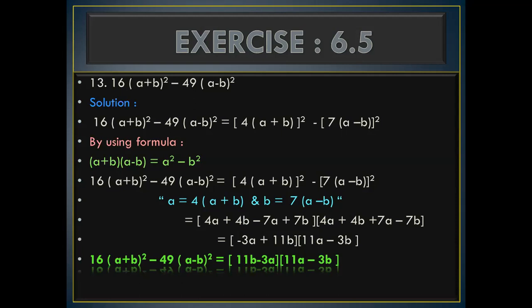Now we open the brackets: 4a plus 4b and 7a minus 7b. So according to the question, A is this whole term 4 into a plus b, and B is the whole term 7 into a minus b.